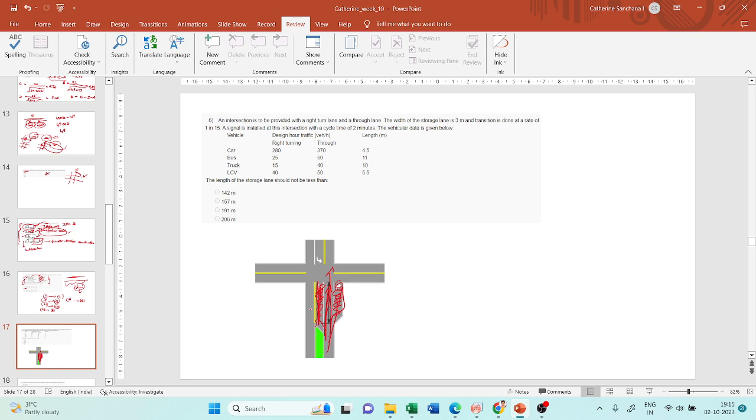A signal is installed at this intersection with a cycle time of 2 minutes. So the vehicular data is given below. They are asking you to find out the length of the storage lane.